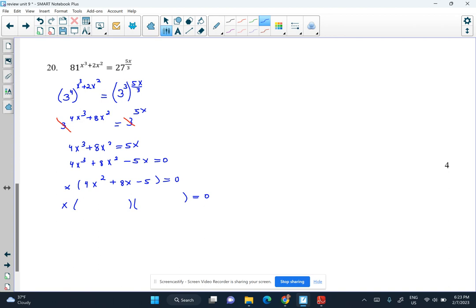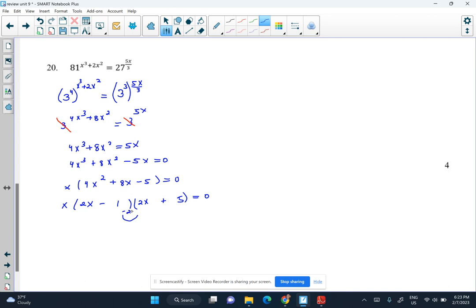You can use split the middle, I know some people like that. You can use trial and error. Again, you could use the quadratic formula. It's just going to take a little longer. So I am going to factor using trial and error. I'm going to make this 2x and this 2x, and I'm going to try 5 and 1. I'm going to try 2x plus 5 and 2x minus 1. And I double check to make sure that that works.